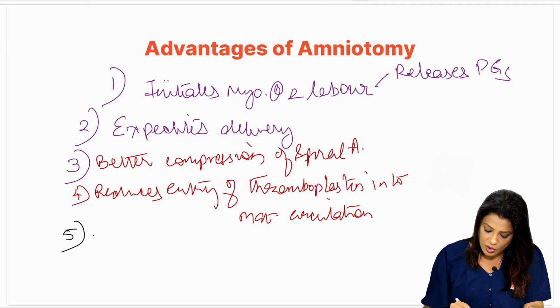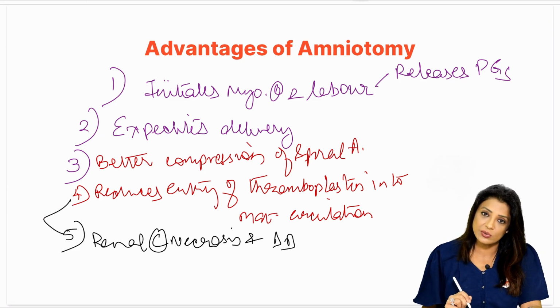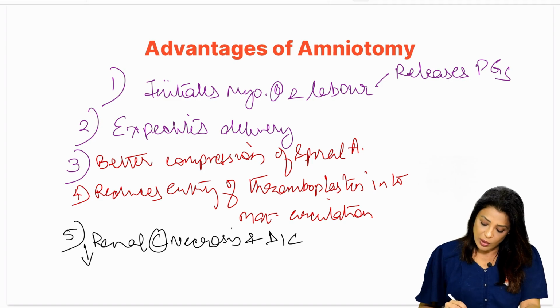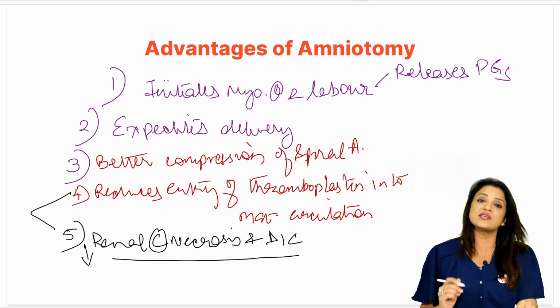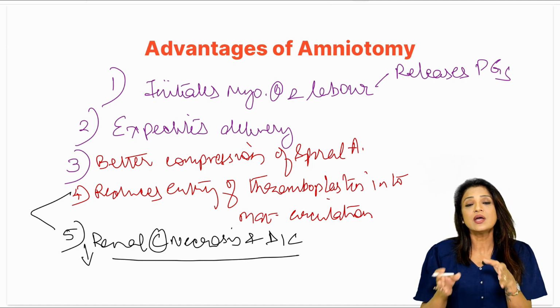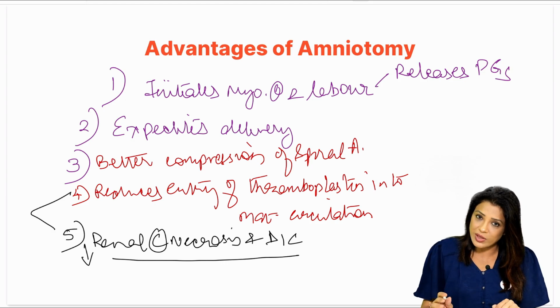It reduces the risk of renal cortical necrosis and DIC. That is again because it is not letting thromboplastin enter the maternal circulation. So, it is reducing the renal cortical necrosis and DIC. It is one and the same thing. It is reducing the entry of thromboplastin into the maternal circulation. So, reducing the cortical necrosis in the renal system and of course the DIC. So, amniotomy has its own advantages.